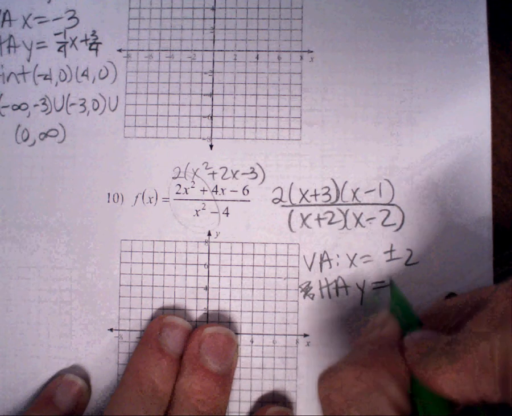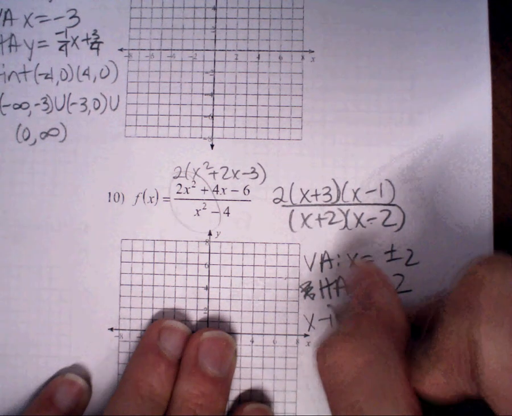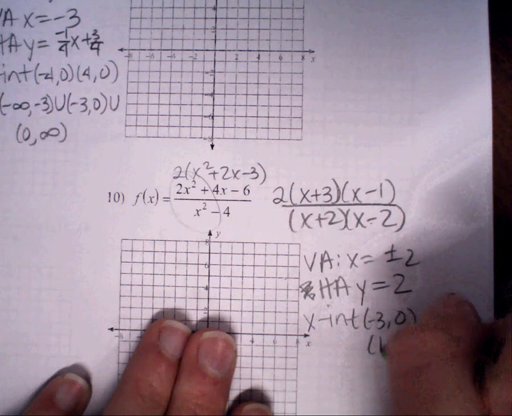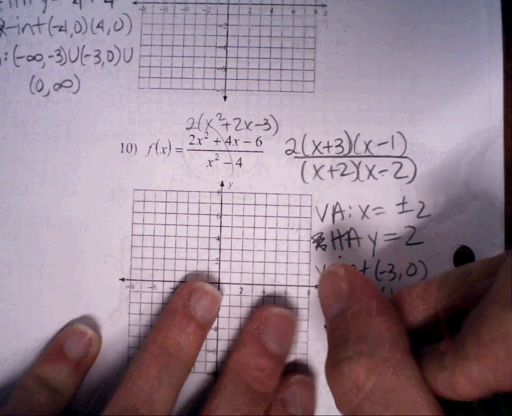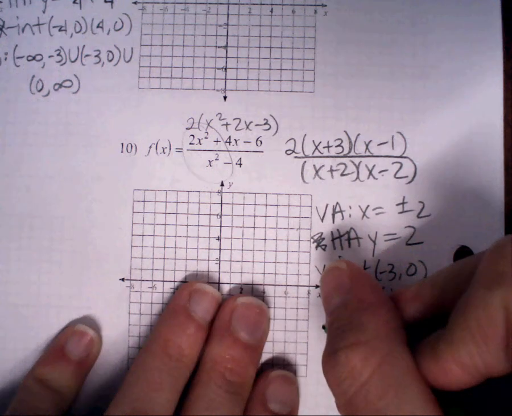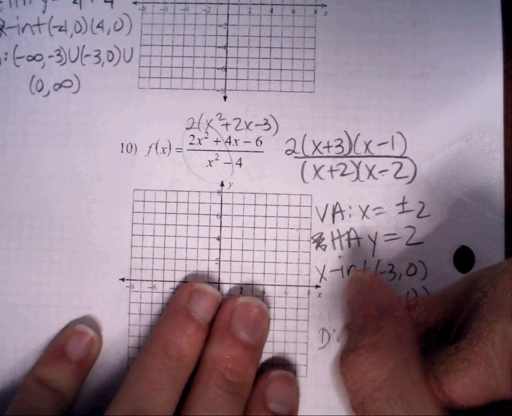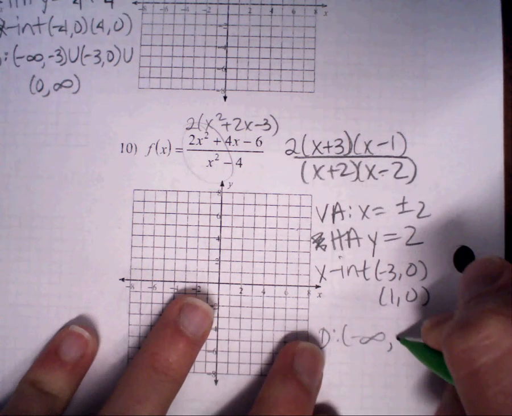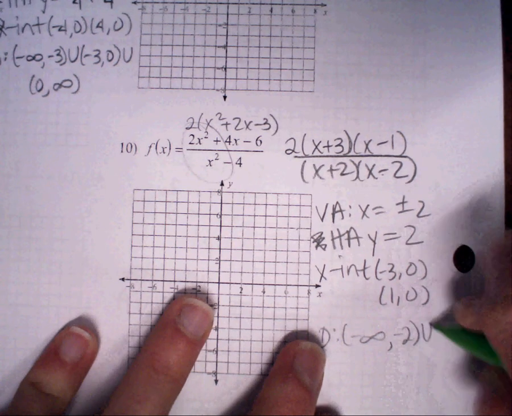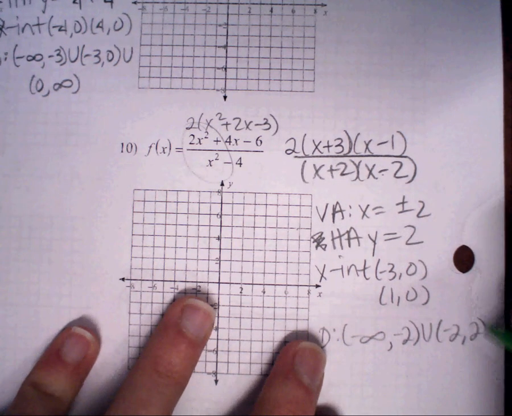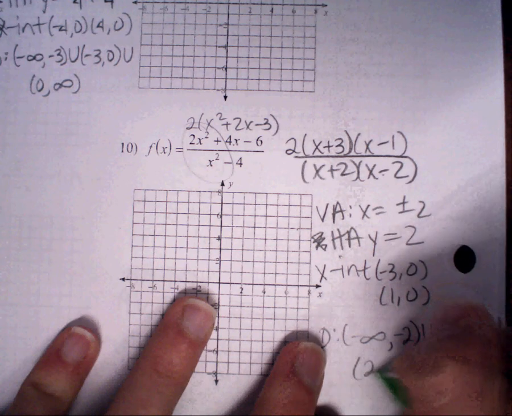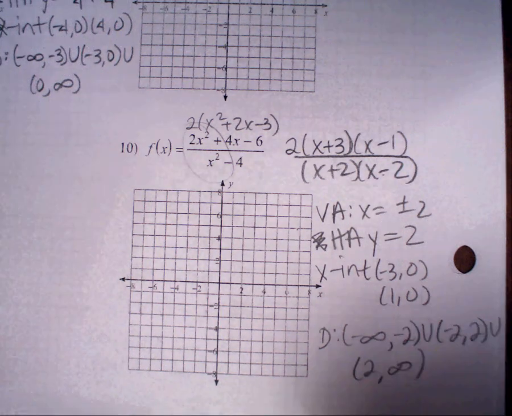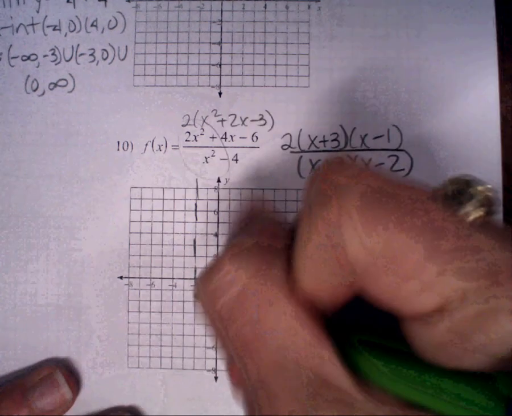Your HA is the same. If you look at your starting degrees, they're both x squared, so you divide what's in front, y equals 2. My x-intercepts are what's on the numerator, negative 3, 0, and 1, 0. My domain, no holes. If you notice, there's nothing to cancel, so I just need to state my domain, skipping both vertical asymptotes at negative 2 and positive 2. And if you can't do the domain until after you graph, that's fine.